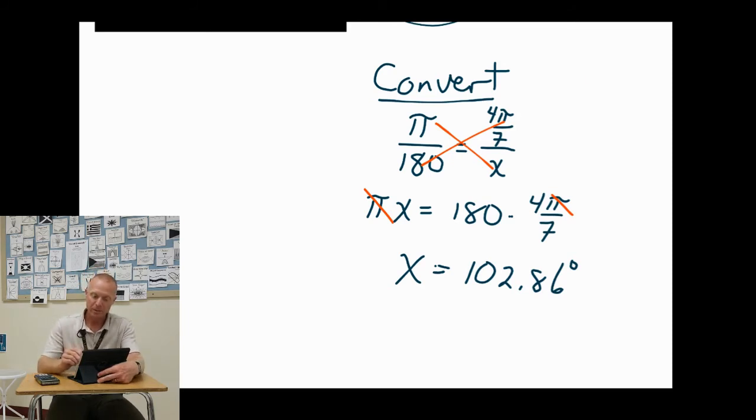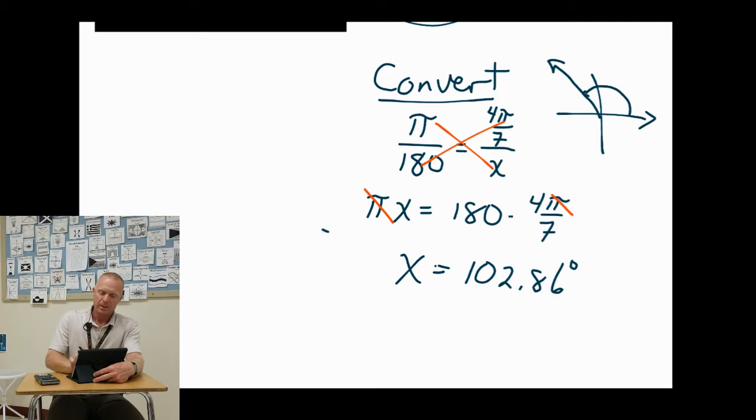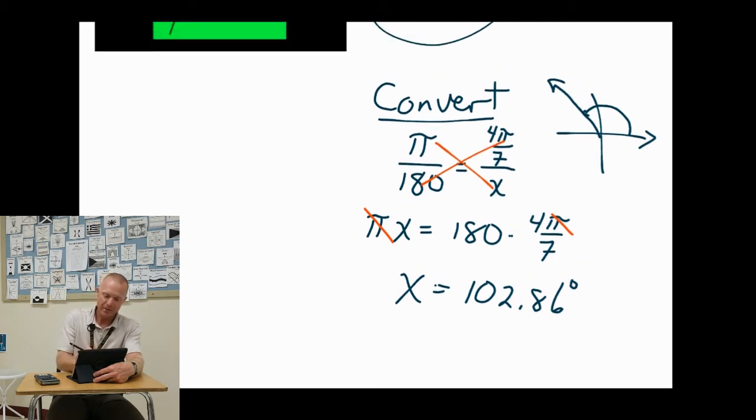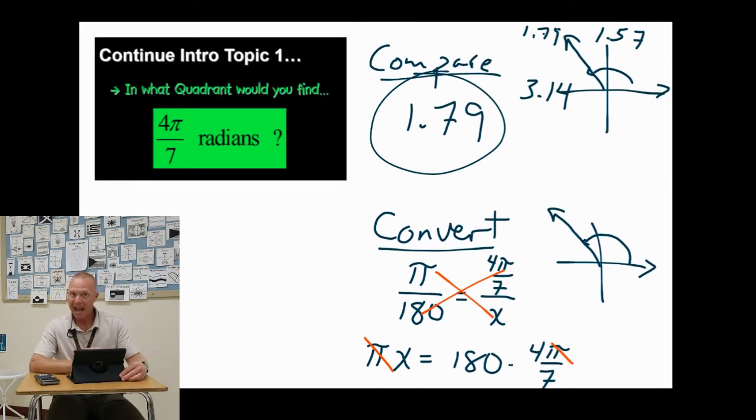And I'm going to assert that you should know where 102 degrees would be. 102 degrees is certainly past 90 degrees, and again, in quadrant 2. So 4 pi over 7 is actually an angle. It's big enough to rotate us around to quadrant 2. And whether I compare numbers or actually convert it, I can make that conclusion.